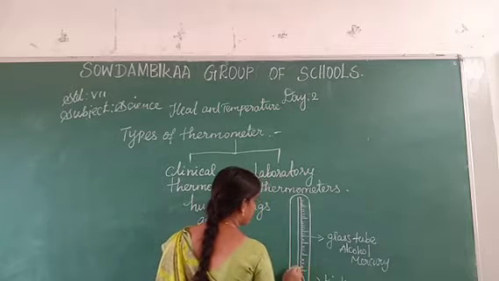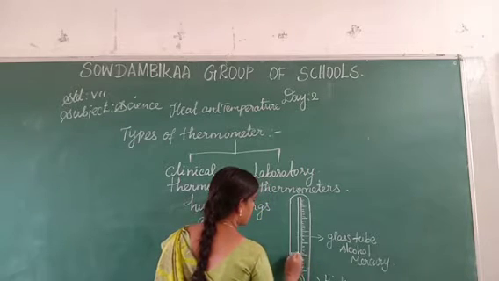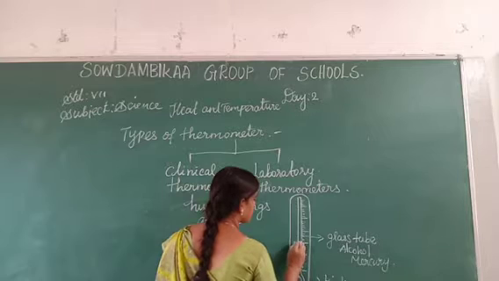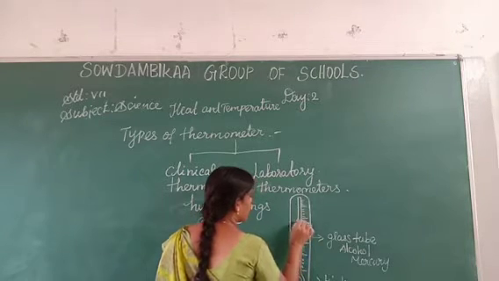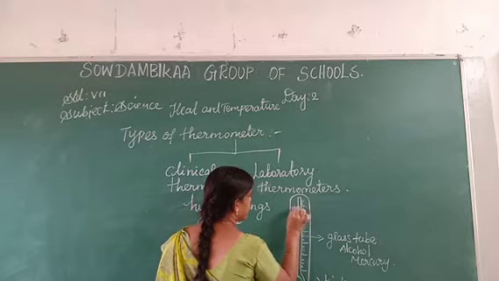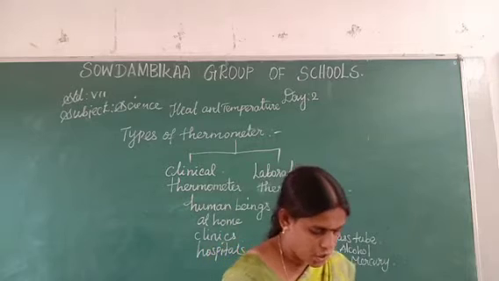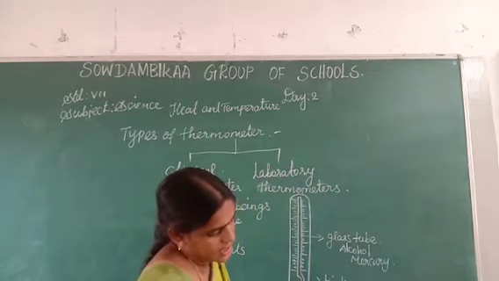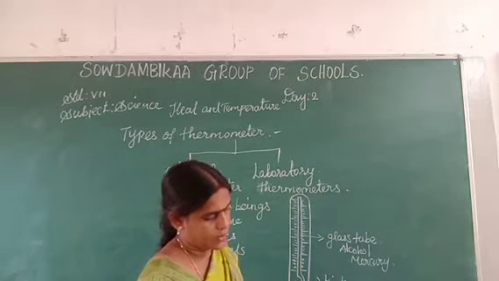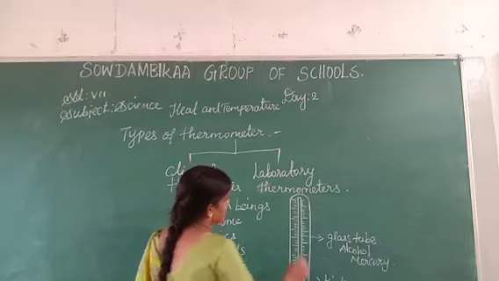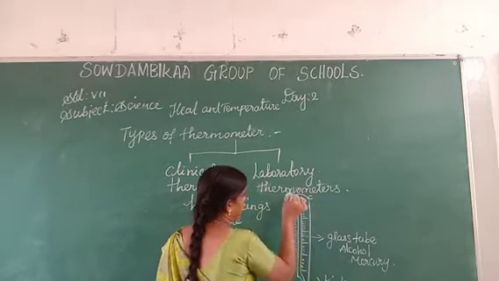On both sides, the graduations are marked. One side is marked in Celsius, the other side is marked in Fahrenheit. Okay. So this side is Celsius and this side is Fahrenheit.